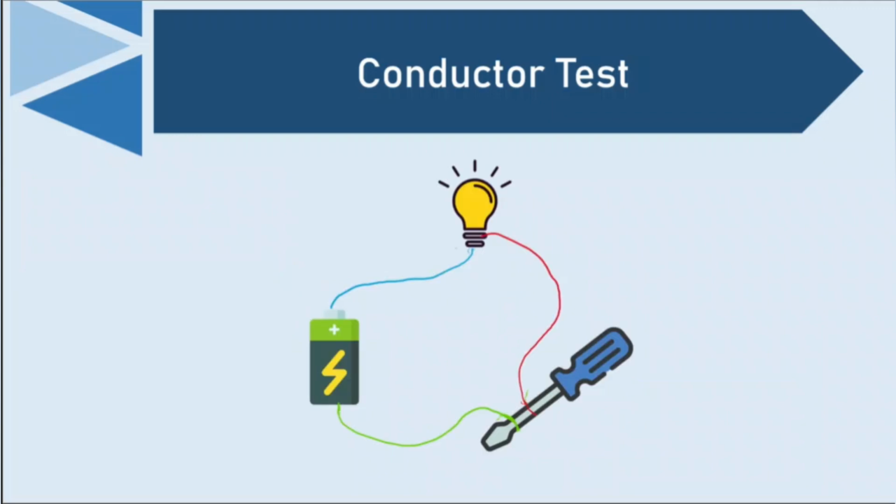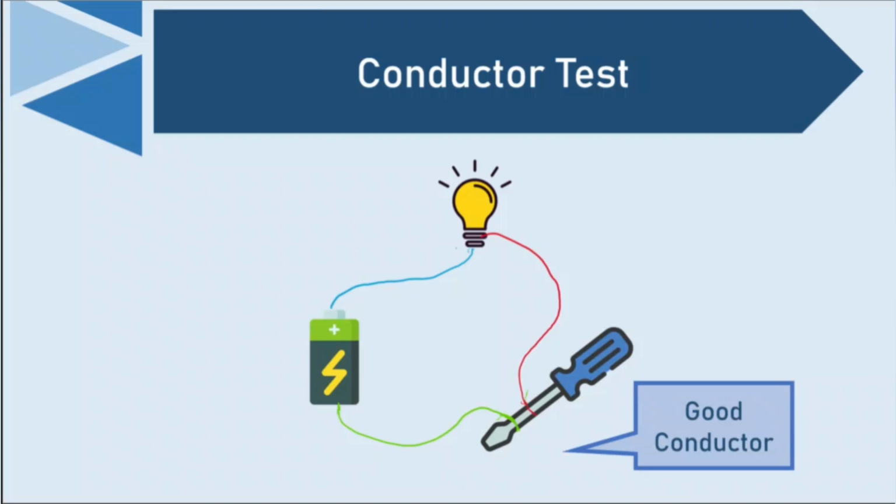Now let's try connecting the circuit through the metal parts of the screwdriver. After completing this connection, we can notice that the bulb lights up. Hence, we can say that the metal part of the screwdriver, which is made of steel or any metal, is a good conductor. That means it allows electricity to pass through it, thereby closing the circuit, allowing the complete flow of electricity, and thus lighting up the bulb.